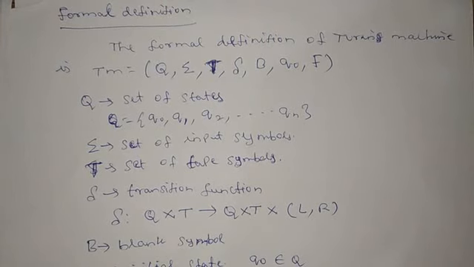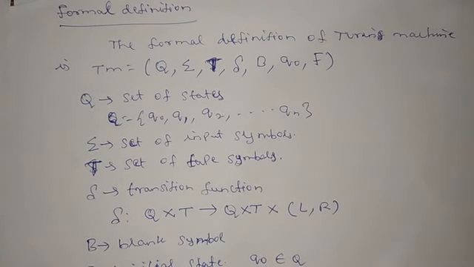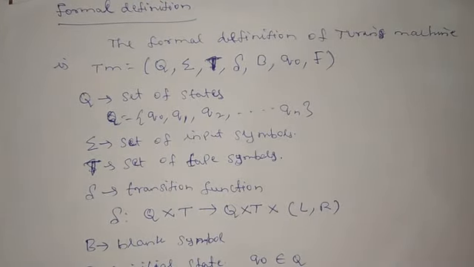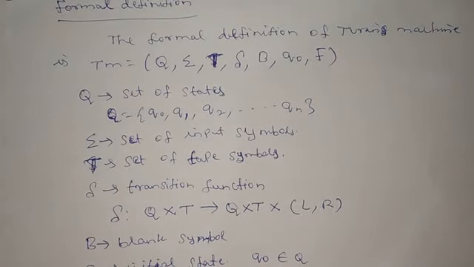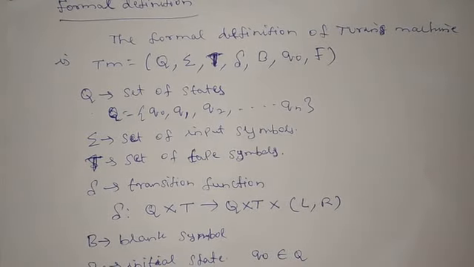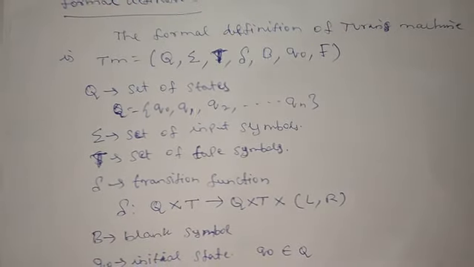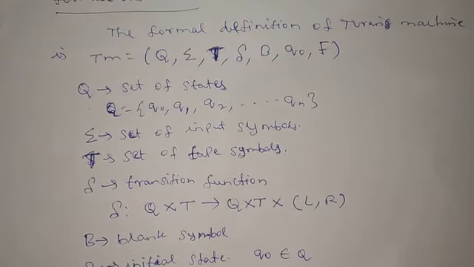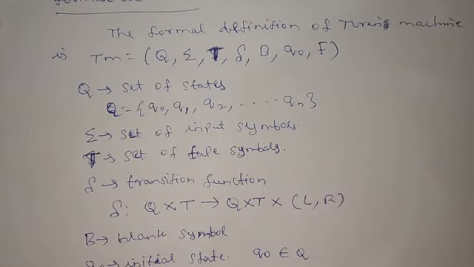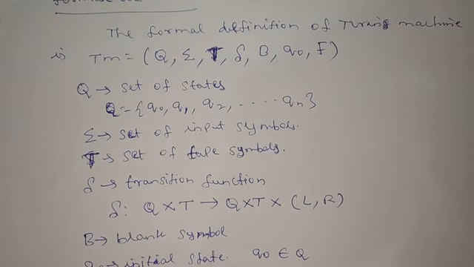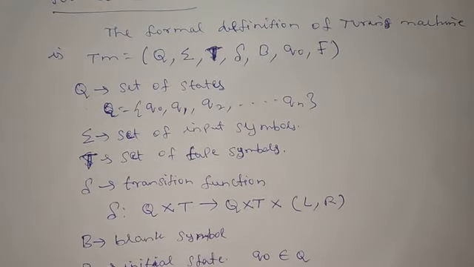Since the Turing machine is called a mathematical model, we have to define it mathematically. A Turing machine is actually a 7-tuple mathematical model. So what are the 7 tuples? They are Q, sigma, T, which is called the tape, delta, the blank symbol B, Q0 and F.